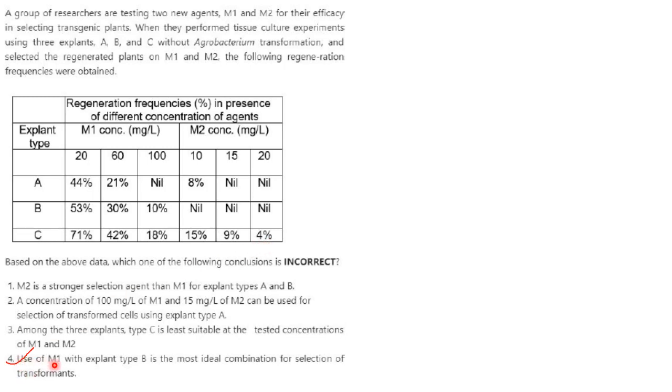Then next one. Use of M1 with explant type B is the most ideal combination for selection of transformants. Use of M1 with explant type B. No, use of M2 with explant type B. That is correct. So 4th is not correct. So 4th is the incorrect conclusion. So answer here is option 4.